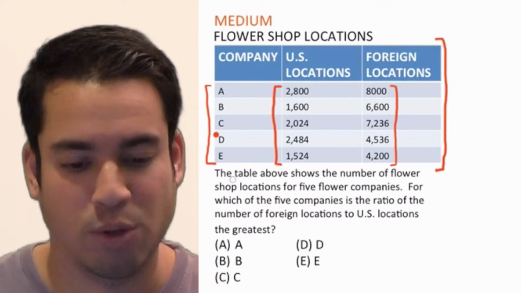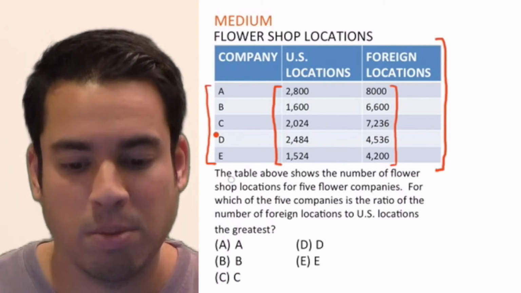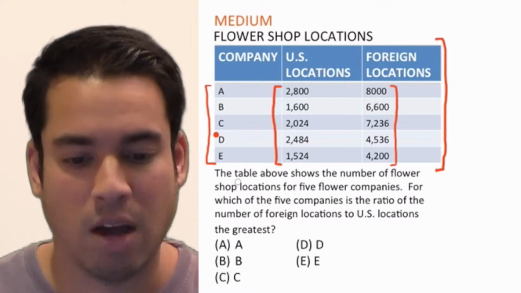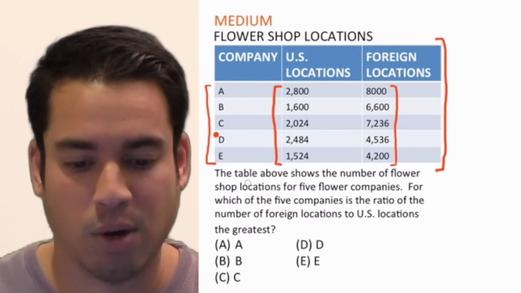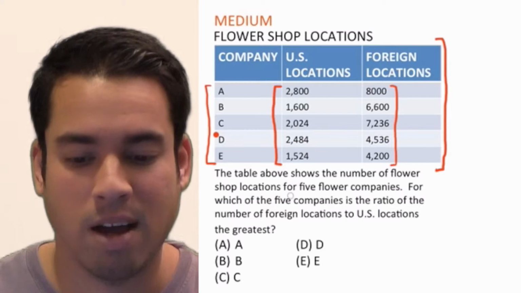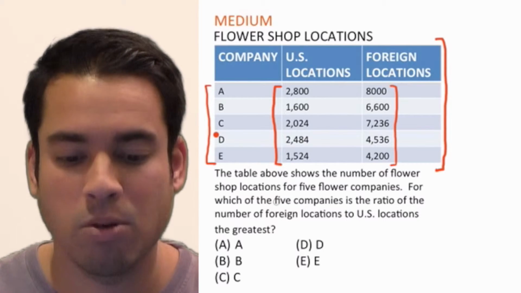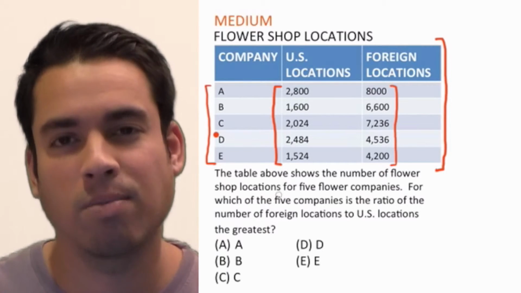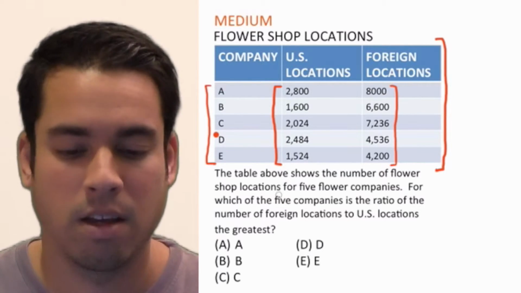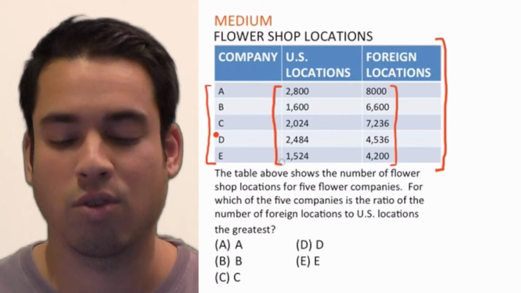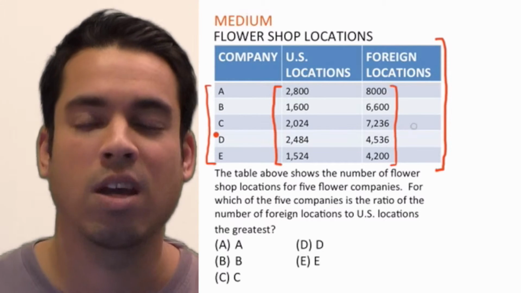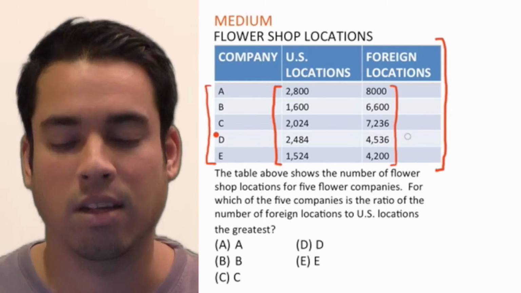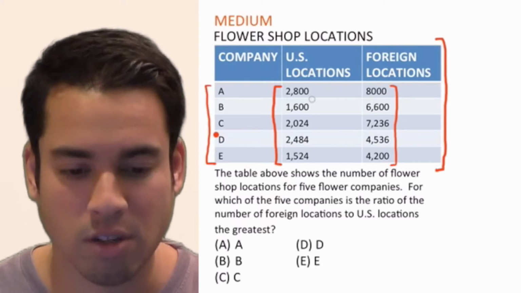All right, so now let's read the question. The table above shows the number of flower shop locations for 5 flower companies. For which of the 5 companies is the ratio of the number of foreign locations to US locations the greatest? Now you might be tempted to pull out your calculator here, and that's fine, that'll get you the right answer, but you can do it in a much faster way if you just look broadly at the numbers presented.